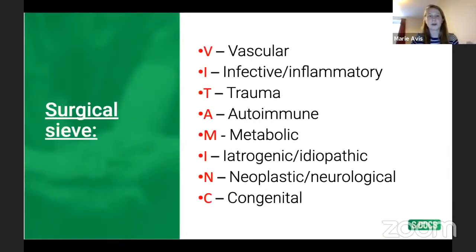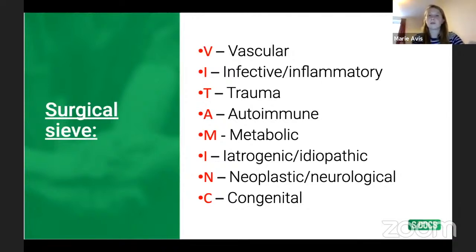Surgical sieve, I heard this term thrown around so much in my first year in clinical placement. And for the first few times, I'll be honest, I had no idea what it was. But it's basically a way of thinking about what differentials you can think of, or what causes there could be for someone's symptoms, in a structured way. So like I said, you're not just picking things out of your head.